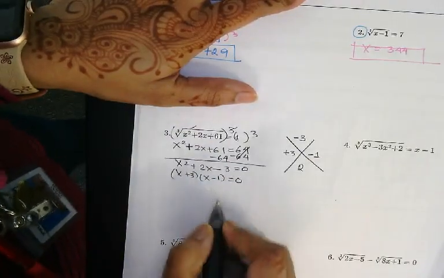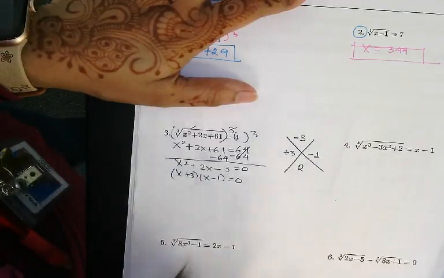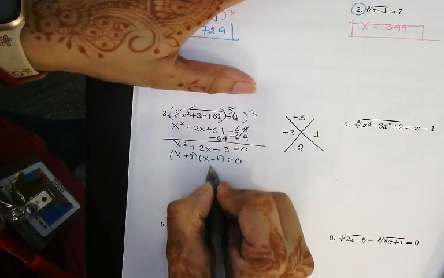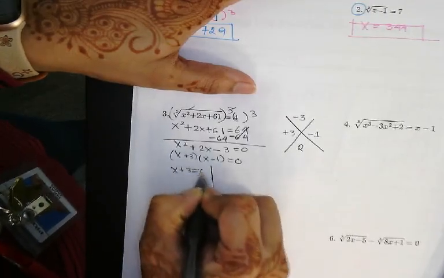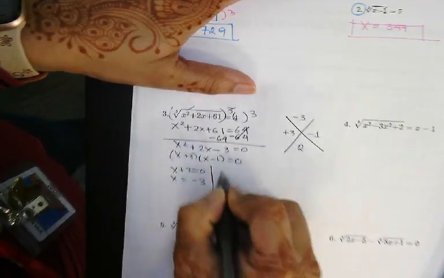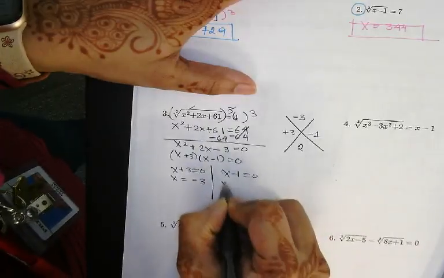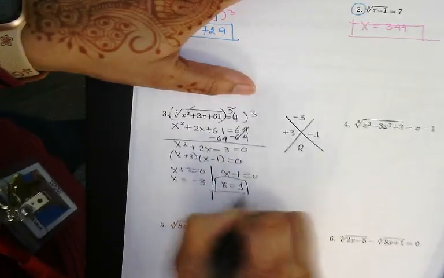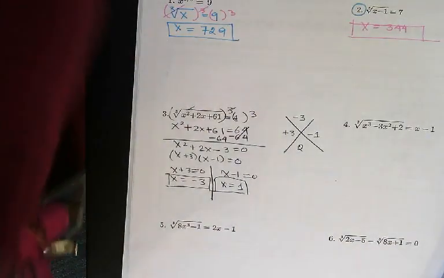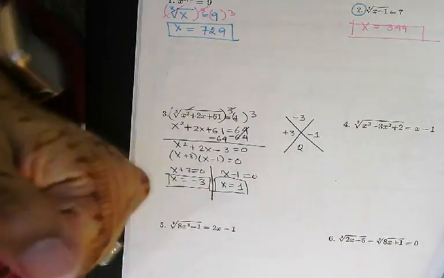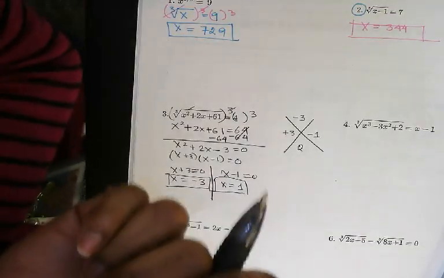Now what? x plus 3 equal to 0, so x is going to be equal to negative 3, and x minus 1 is equal to 0, so x equal to 1. Any question? Confusion? We good? Give me a thumbs up.